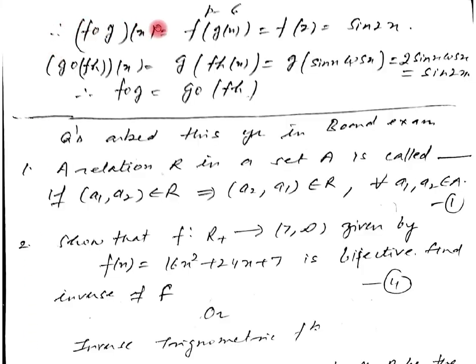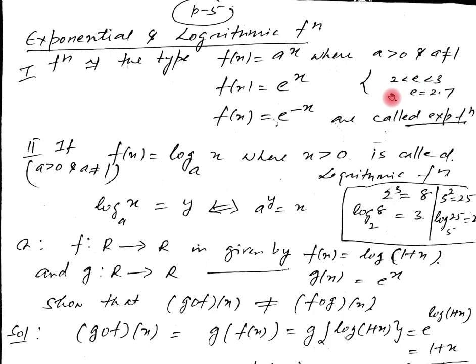(f composition g)(x) is f(g(x)). Given g(x) is 2x, it should be f(2x), therefore it is equal to sin 2x. Similarly, (g composition f·h)(x) can be written as g((f·h)(x)). Again, (f·h)(x) is sin x cos x, and g(x) is equal to 2x, so it is 2 sin x cos x, which is equal to sin 2x.